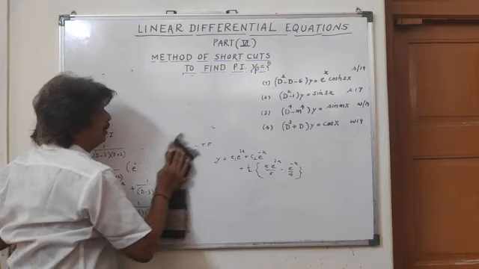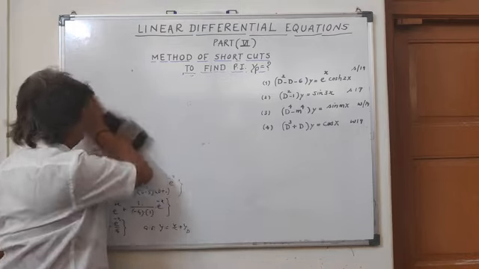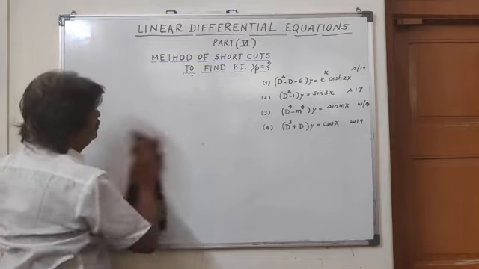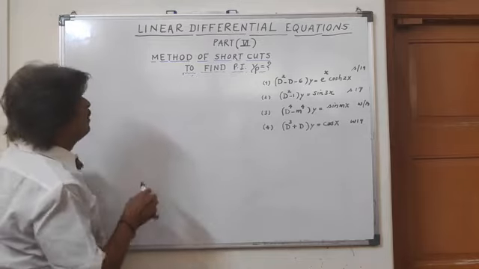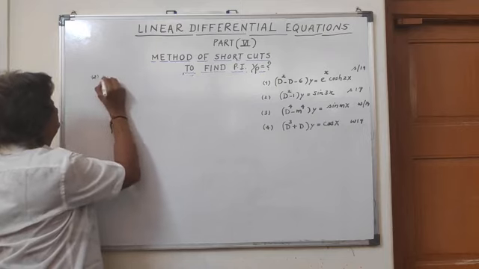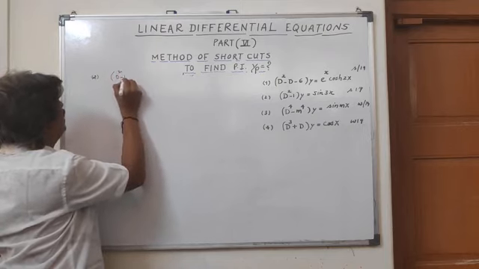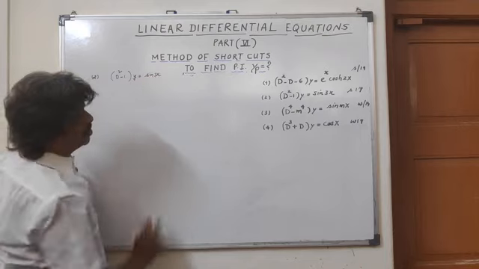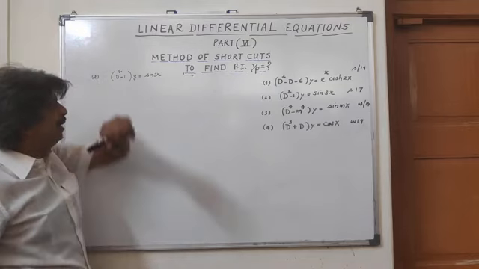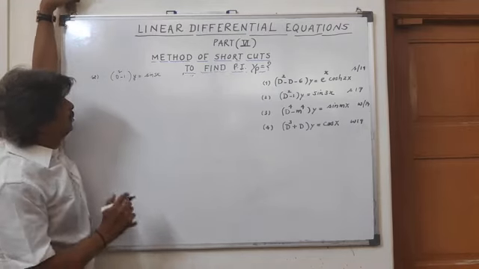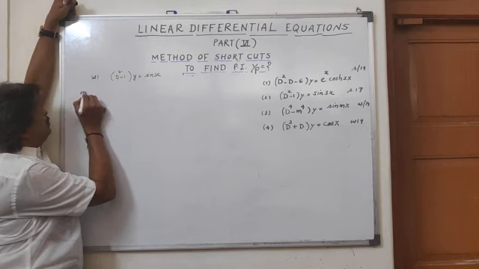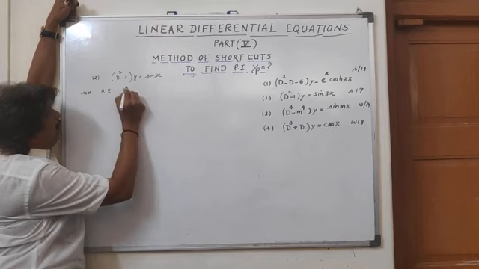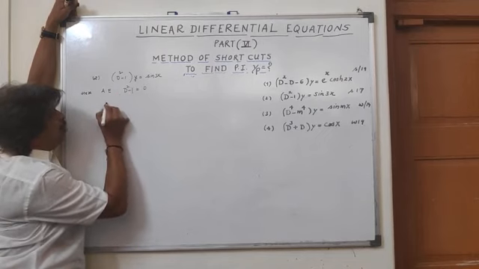1 into y is equal to sine of 3x. Second one, d square minus 1, this is f of d, into y is equal to sine of 3x. Summer 2017, it was asked in the university examination. Here, the auxiliary equation is d square minus 1 is equal to 0.